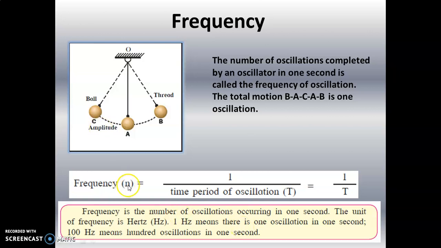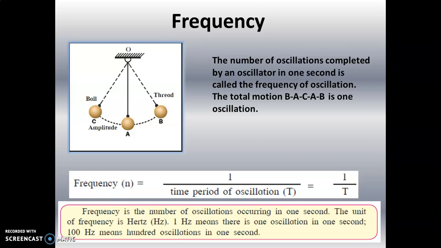Now frequency, which is denoted by the symbol N, its formula is frequency is equal to 1 upon the time period of oscillation, that is denoted by T. So N equals 1 upon T. So frequency is the number of oscillations occurring in 1 second. Just now we have studied the unit of frequency is hertz. Very important, please note that. 1 hertz means there is one oscillation in 1 second. So in 1 second, when only one oscillation takes place, it is called 1 hertz.